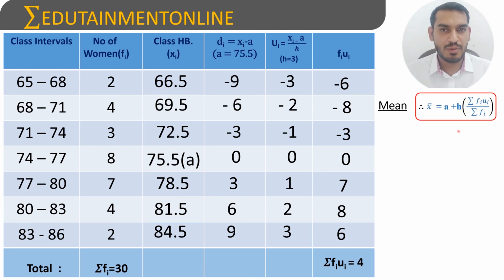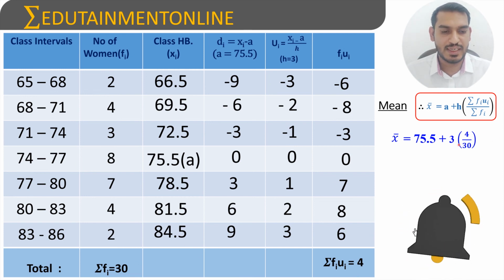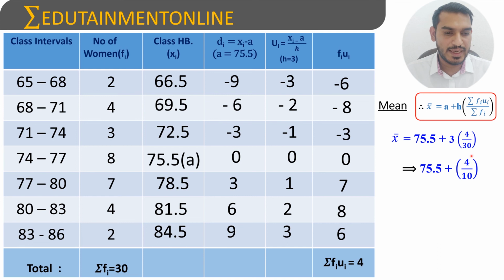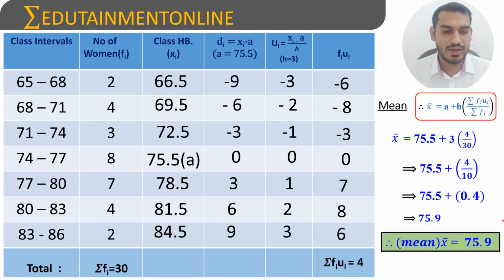So the formula for mean is a plus h into sigma of fiui by sigma of fi. Here we have taken a as 75.5 and h is 3, sigma of fiui is 4 and sigma of fi is 30. So 3 into 4 by 30, that is 4 by 10, which will be 0.4. So 75.5 plus 0.4 is 75.9. Therefore the mean is 75.9.